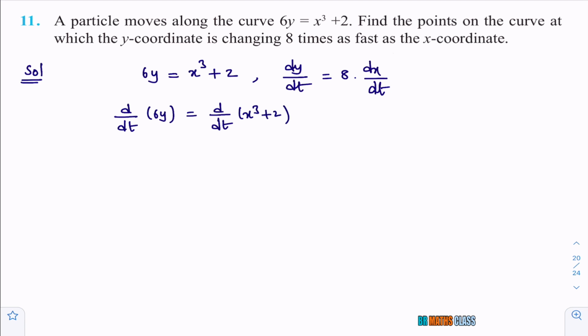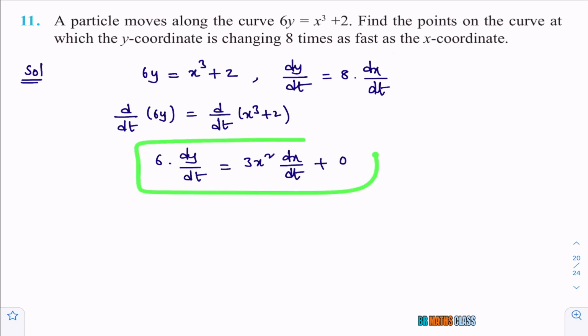d by dt of 6y, that is 6 times dy by dt, equals d by dt of x cube. We know that the derivative of x cube is 3x square. But here the function is in terms of x and we are differentiating with respect to t, so we need to write dx by dt. Plus d by dt of 2. As 2 is a constant, the derivative of a constant is 0.